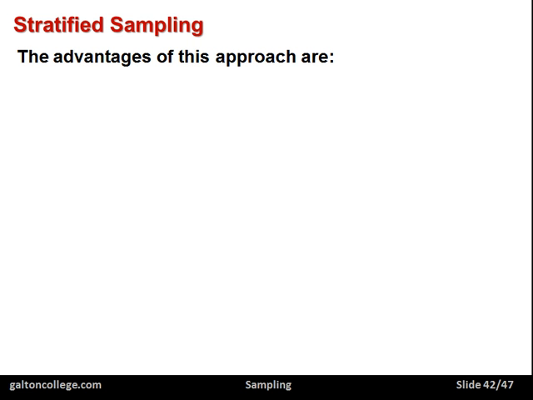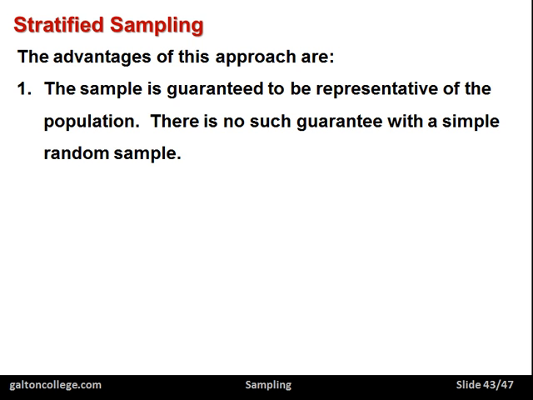The advantages of this approach are the sample is guaranteed to be representative of the population. So this guarantees that different opinions and different types of respondent are included. As I said, 50-50, male, female, or it could be done on the basis of race, or on gender, or on age. It could be done by location. A certain number of people live in London and a certain number of people don't live in London. So, again, it's stratified.